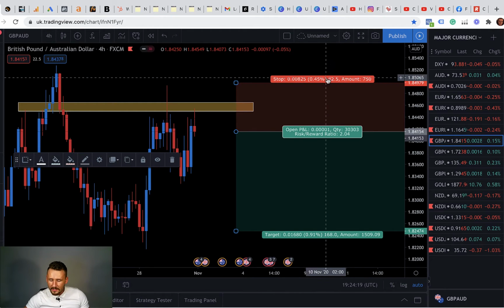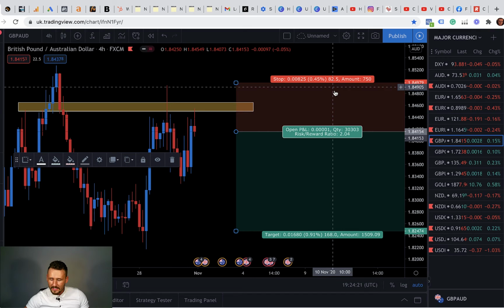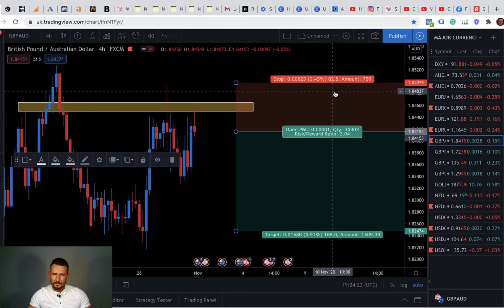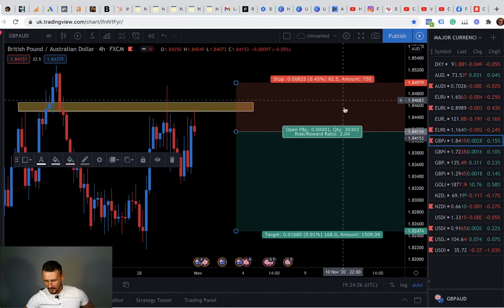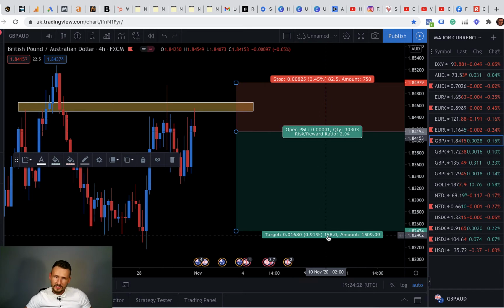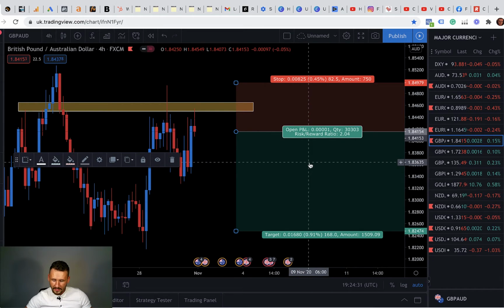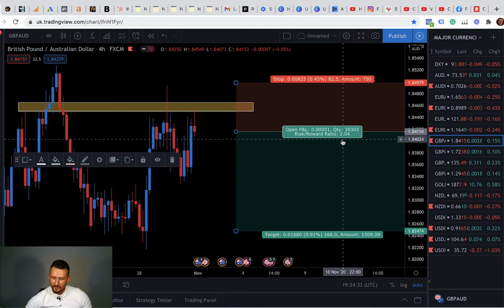So we can see here, right here in the middle, that that's 82.5 pips. Nice and simple. And we are looking to get a 168 pip return, and the risk to reward ratio is just above 2. So that's a half decent trade.